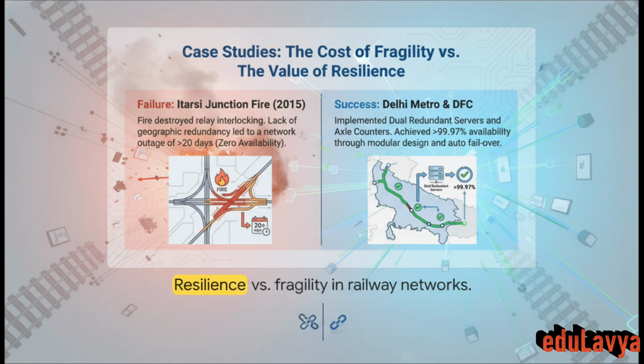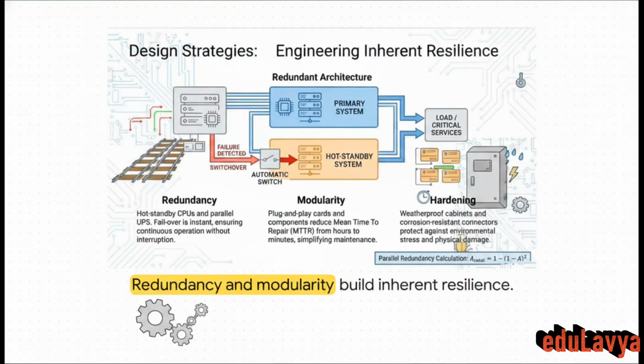Now contrast that disaster with the massive success story on the right, the Delhi Metro. By leveraging modern RAMS principles, specifically using dual redundant servers and modular axle counters, they achieved greater than 99.97% availability. If one system failed, a backup seamlessly took over without stopping a single train. It's night and day. So the big question is, how do we actually design that level of inherent resilience? Well, here's your engineering toolkit.